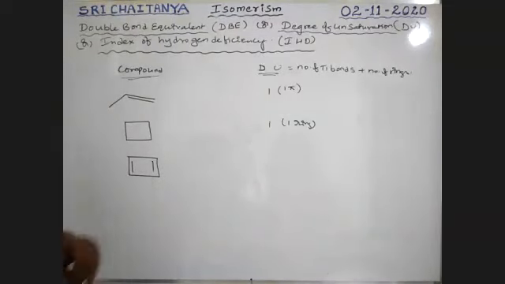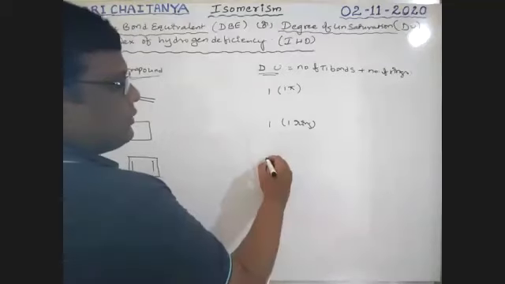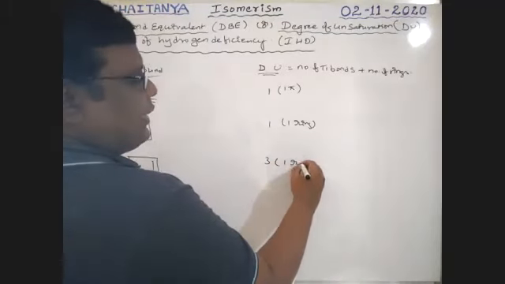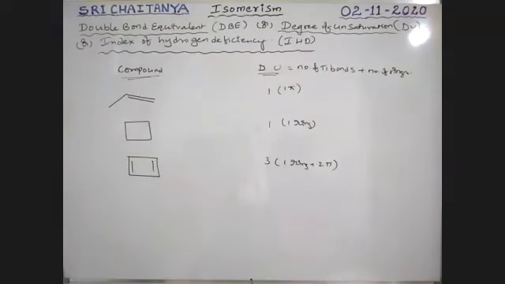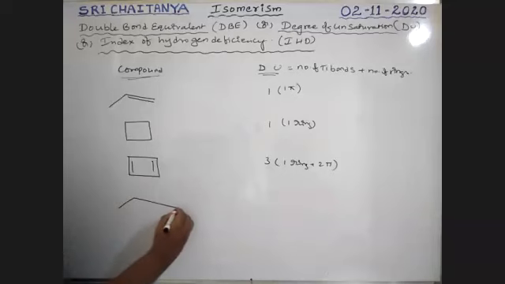How much degree of unsaturation, boys? Yes, correct. That is 3. 1 ring plus 2 pi bonds. It is the degree of unsaturation. Next, tell me for this one.